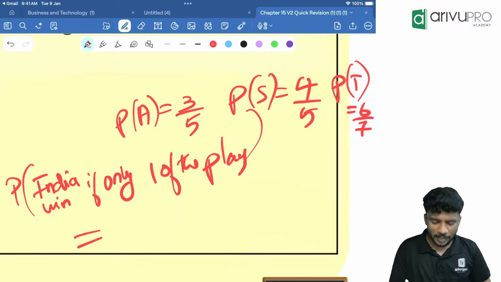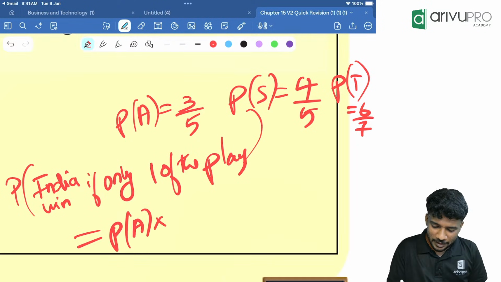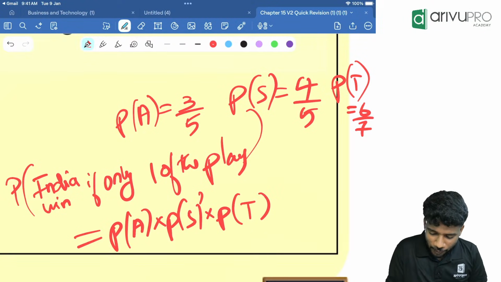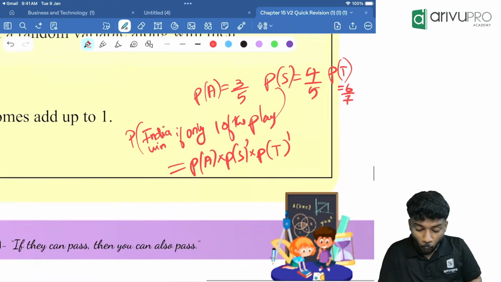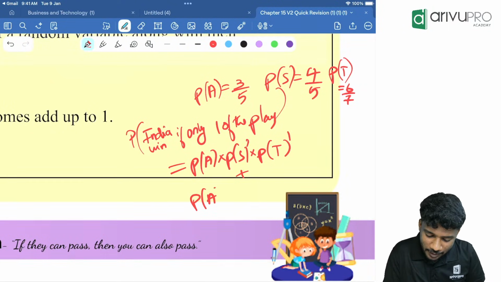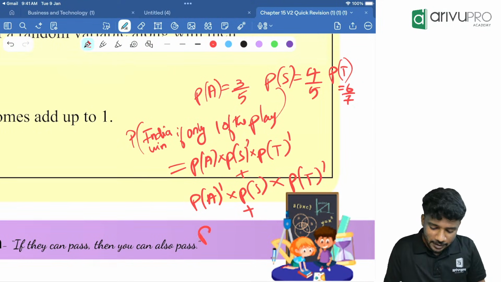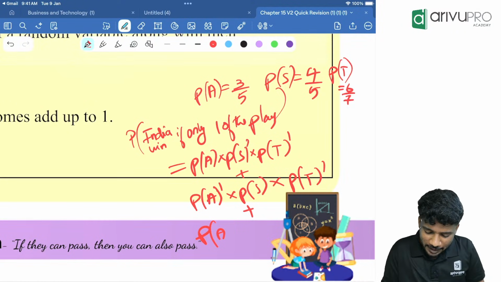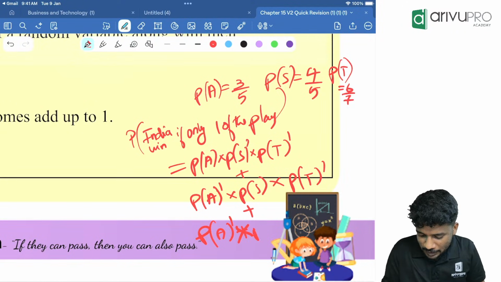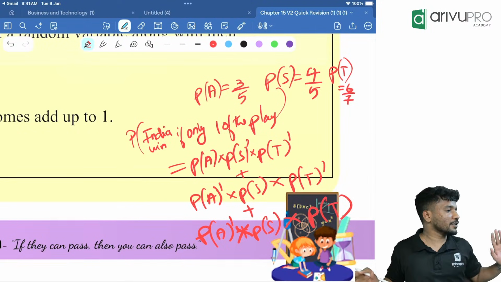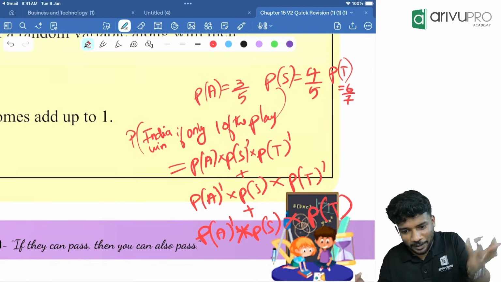That means case 1, people. First case is Abhishek is playing, Sanju is not playing, into Tilak is not playing. Or second case, Abhishek is not playing, Sanju is playing, then Tilak is not playing. Or case 3, Abhishek not playing, into Sanju not playing, into Tilak playing. So put the values, you will get the probability of only one of them playing.